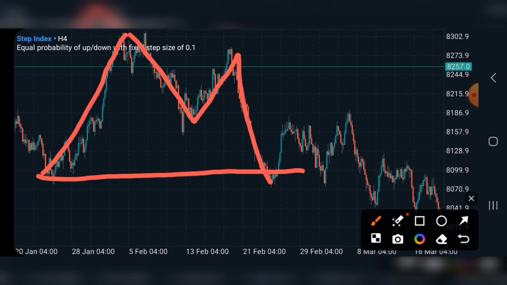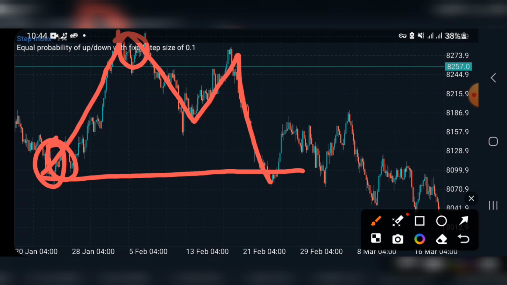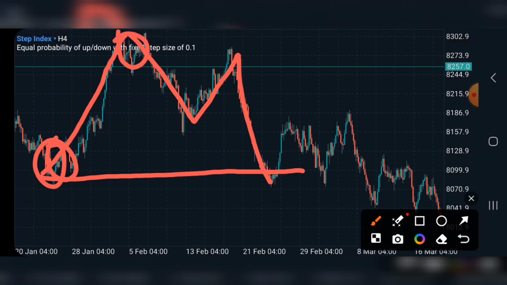Now, to understand the range, as I was explaining before, we have to understand where the market started from, where we're viewing the market from, where the market is, and where it is potentially going. As you can see, this is a slight M formation. The market started in this area, and then the market came all the way up here.